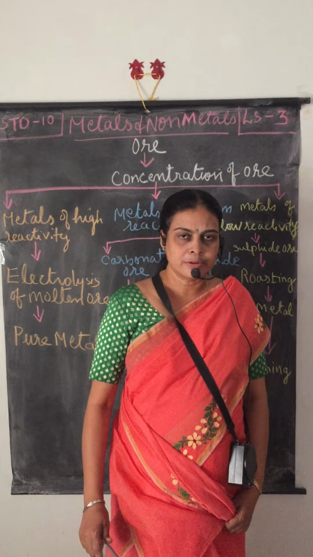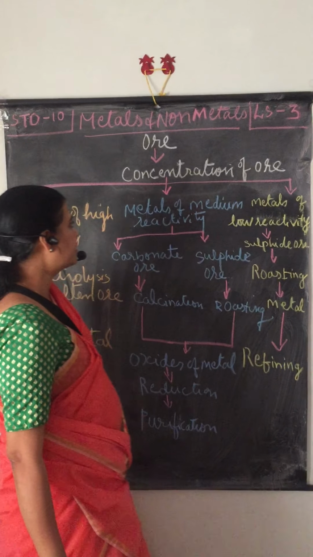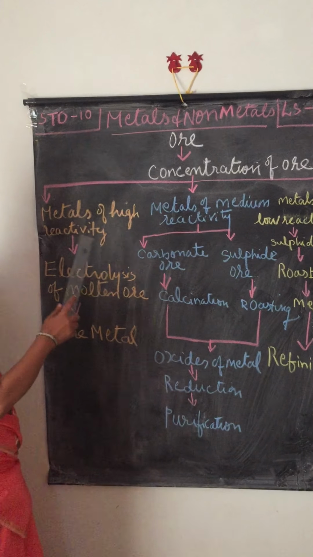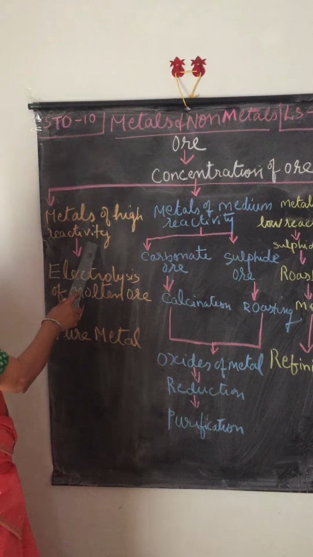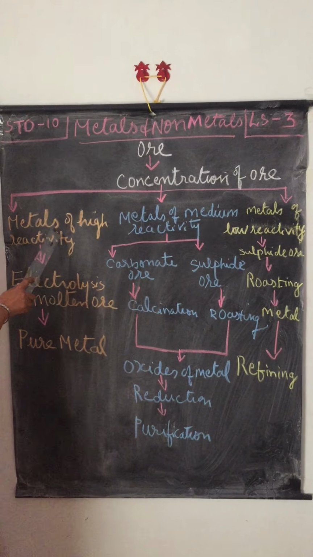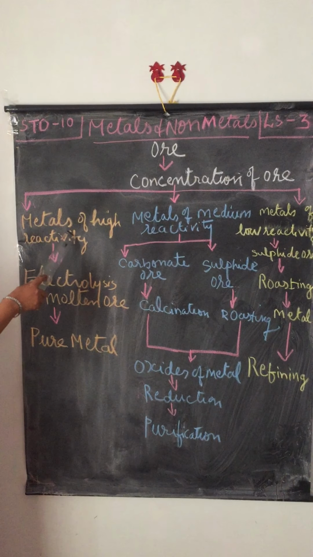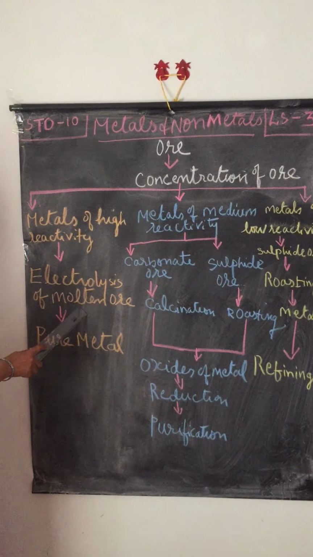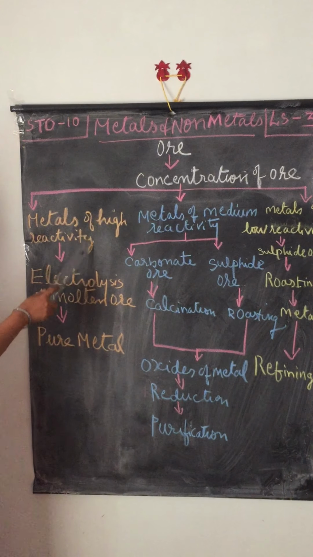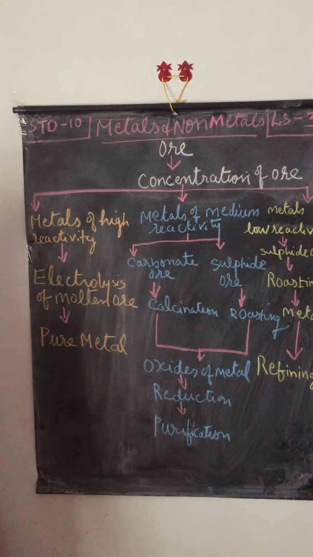According to the concentration of the ore, the metals are classified into metals of high reactivity, metals of medium reactivity, and metals of low reactivity. For metals of high reactivity, it is electrolysis of the molten ore. The molten ore is electrolyzed and then you will get the pure metal.